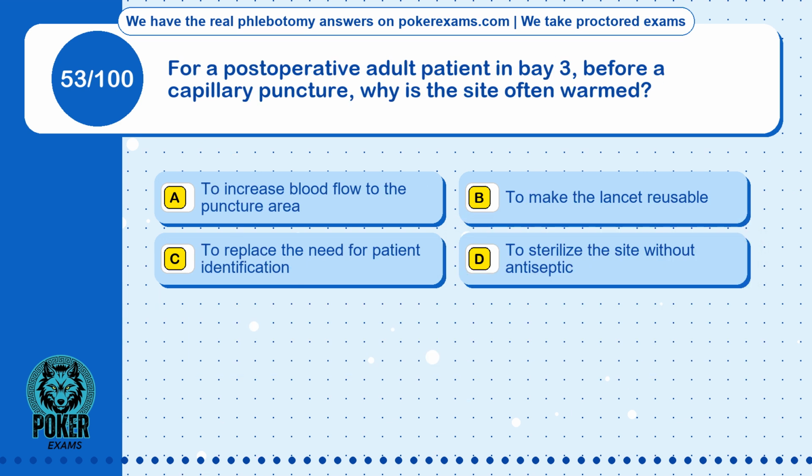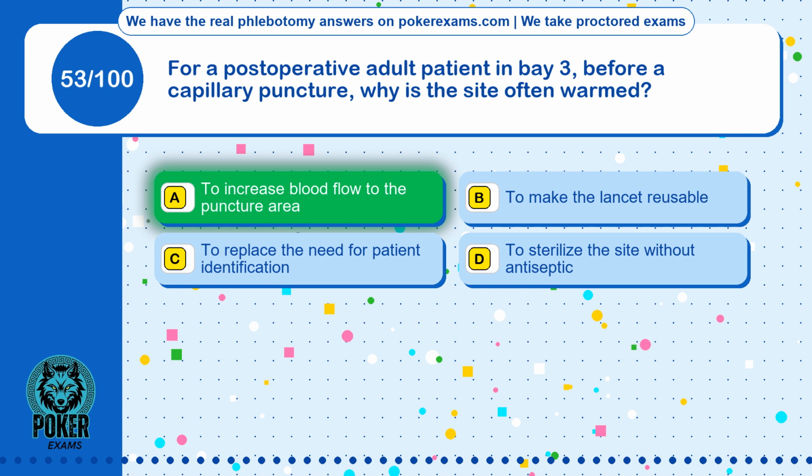Question 53. For a postoperative adult patient in Bay 3, before a capillary puncture, why is the site often warmed? Option A. To increase blood flow to the puncture area. Option B. To make the lancet reusable. Option C. To replace the need for patient identification. Option D. To sterilize the site without antiseptic.